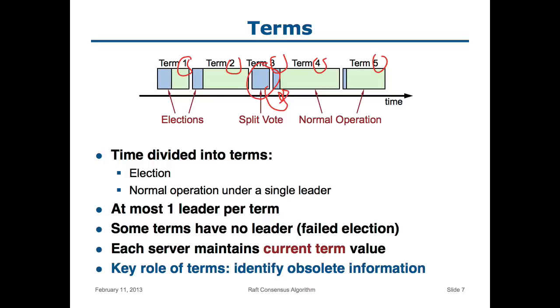The role that terms serve is a really important one. It allows Raft to identify information that's out of date. For example, if a server that currently believes that the term number is 2 communicates with a server that currently believes the term number is 3, then we know that the information coming from that first server is out of date. We only want to use the information from the latest term. So as we go through the talk, you'll see several situations where terms are used to detect and eliminate information that's no longer up to date.